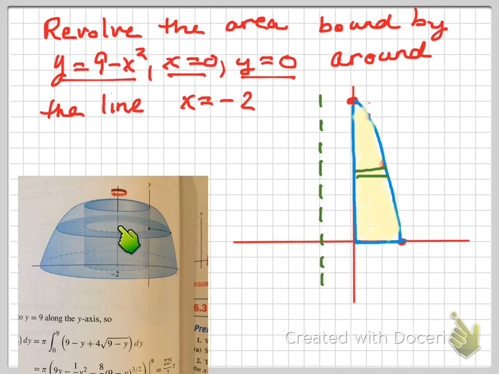And that's what happens, of course, when you have washers. Here's one washer ring going around. Think about that little tiny rectangle I drew here. Spinning it around would make this washer, and that's why we call this the washer method. So I'm going to need to use the formula for the washer method, which is pi times outer radius squared minus pi times inner radius squared.